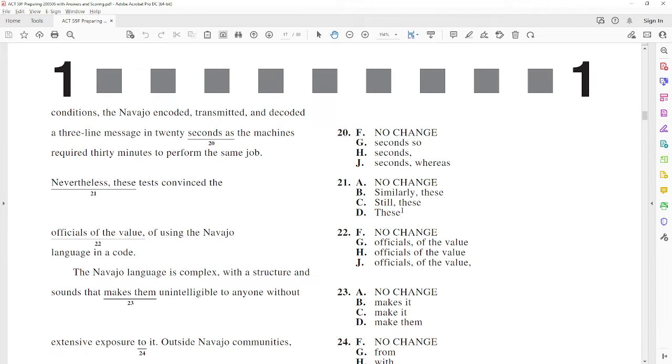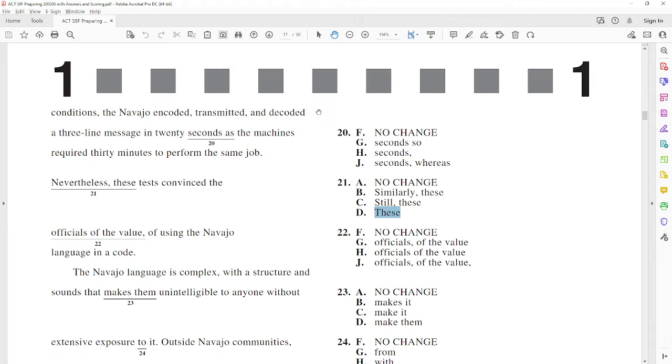21. If you look at answer D, technically that is delete or omit. So sometimes with transition questions, you have to look at the last option and see if it's just deleting the transition word. And if so, then use it. So D is really delete, omit. I would check it first. These tests convince the officials of the value. Okay, that works. So I'd say D is correct.